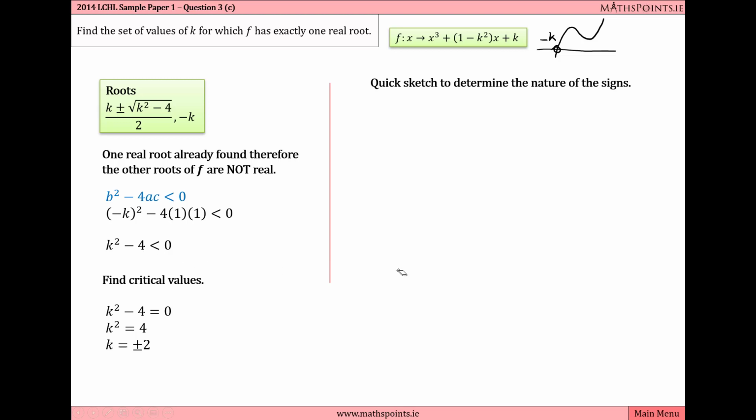To determine the nature of the signs, we're going to draw a quick quadratic sketch. So k squared minus 4 is u-shaped, and we've established that it cuts the x-axis at minus 2 and plus 2. We're looking for values of k such that k squared minus 4 is less than 0, values that are underneath the x-axis. So the solution will be k values that lie between minus 2 and 2. So minus 2 is less than k, less than 2, will be the set of values for which the function has exactly one real root.